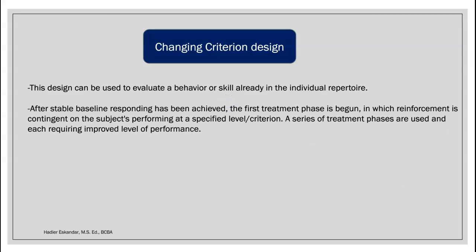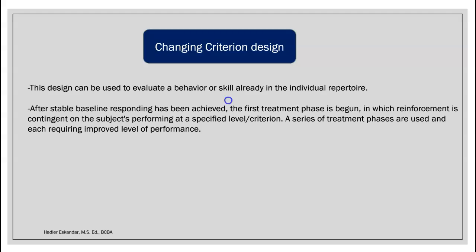So after stable baseline responding has been achieved, the first treatment phase is begun, in which reinforcement is contingent on the subject performing at a specified level, which is a criterion you have. A series of treatment phases are then used, each requiring an improving level of performance. So each phase requires a different level of criterion, and of course it has to be a better one, which means you're trying to improve the behavior to get to a better or higher level, either by increasing it or decreasing it.